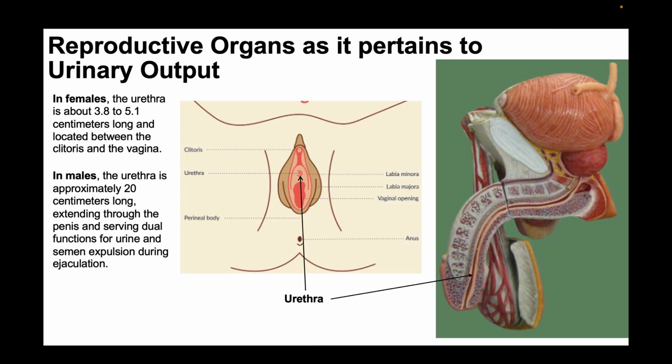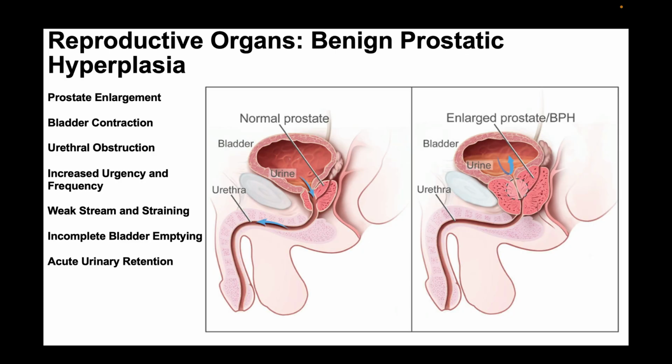In females, the urethra is about 3.8 to 5.1 centimeters long and located between the clitoris and the vagina. In males, the urethra is approximately 20 centimeters long, extending through the penis and serving dual functions for urine and semen expulsion during ejaculation. In this scenario, our subject is a 70-year-old man. In this case, he just happens to have benign prostatic hyperplasia, BPH.